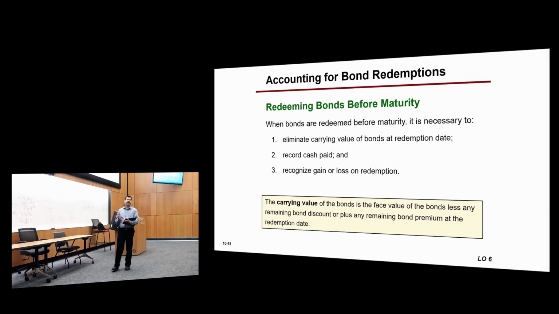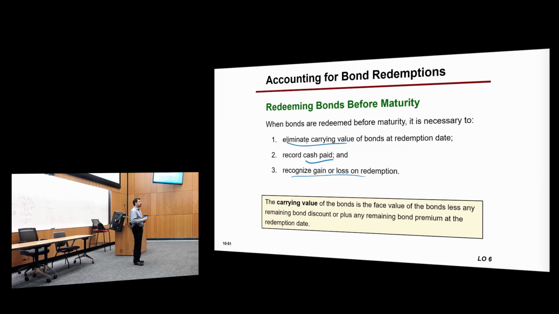So you have to record the cash that's paid, I'm sorry, not received. The company is paying this cash. So this is the amount of cash that the company is paying. You also have to eliminate the carrying value. Okay? You eliminate carrying value, and you have to recognize loss on redemption or gain on redemption.